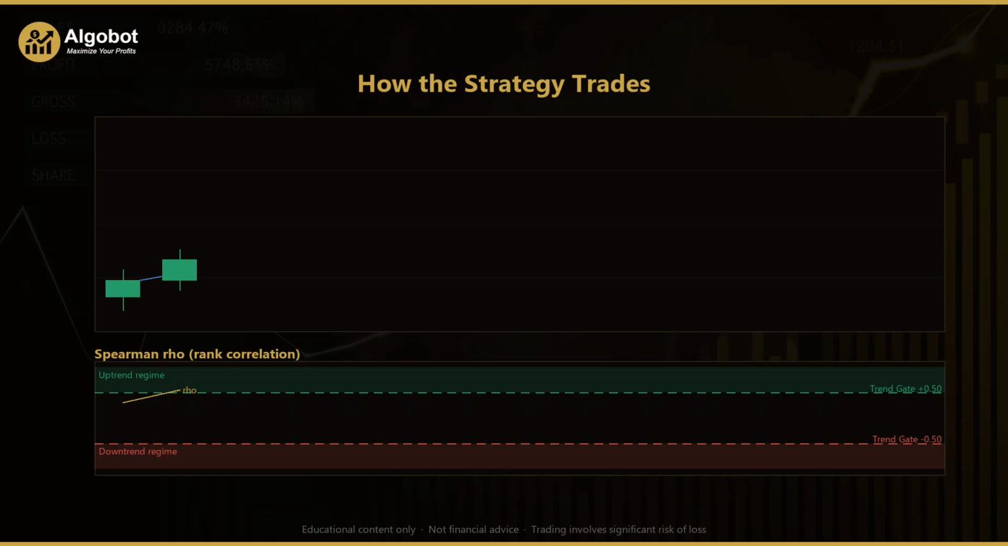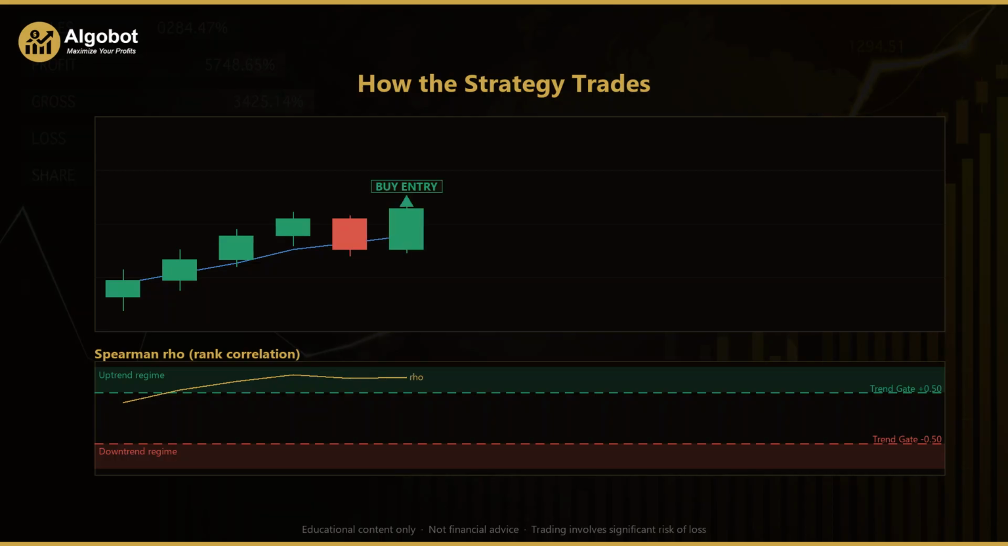On screen you can see the price candles, the blue fast baseline riding through them, and below, a subpanel showing the Spearman rank correlation, our rho, with two dashed lines marking the trend gate at positive 0.50 and negative 0.50. We open with a steady climb. The first few candles each close a little higher than the last, and watch the subpanel. Rho lifts quickly, crossing above the positive 0.50 gate by the third and fourth bars. That tells the strategy an orderly uptrend is in force.